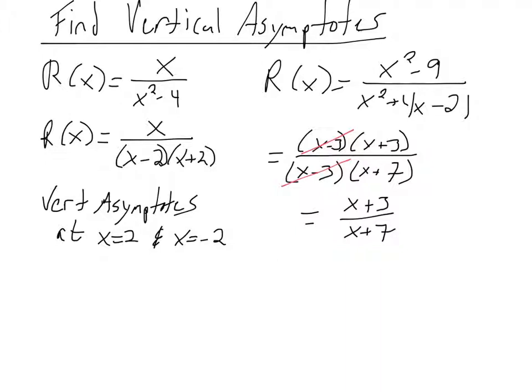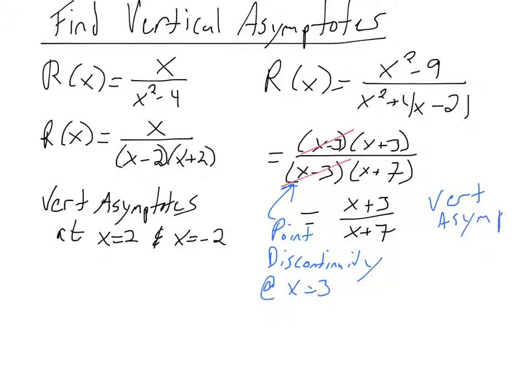So anytime they cancel like that, instead of being a vertical asymptote, it's just going to be what we call a point discontinuity. So that function has a point discontinuity at x equals 3. It's just not defined at that specific point, but it doesn't blow up to infinity at that point, which we'll be able to see on the graph in a second here. And it's going to have a vertical asymptote, but the one that doesn't cancel, which is x equals negative 7, right? All right, so let's go ahead and graph both of those to see if we were right about that.